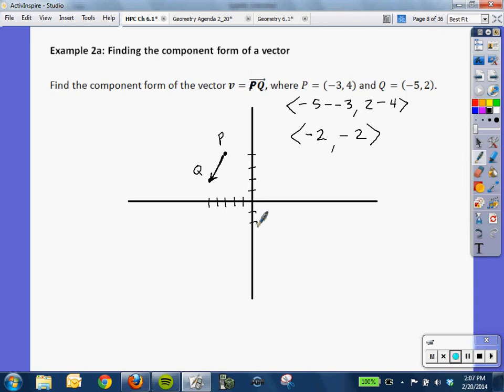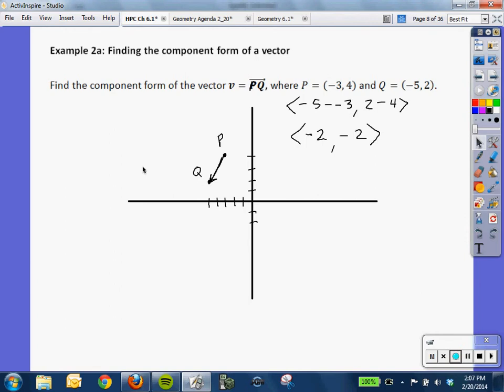Now, I told you guys that you can move a vector all around and it will still be equal to the same thing, right? So I could take this vector and put it right over here with the initial point at 0, 0, and we see that we do shoot out to that point -2, -2, right? So we can move that vector all around and it still is the same vector. Okay?